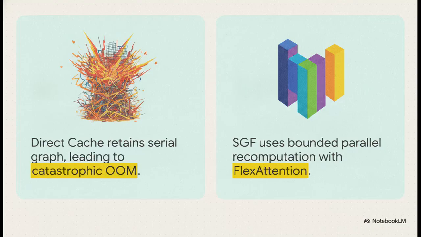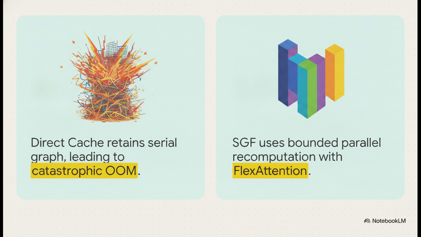If you attempt a direct differentiable cache, meaning you retain the serial activation graph across the entire rollout length and denoising depth, you're guaranteeing a catastrophic out-of-memory failure. It is literally a researcher's worst nightmare.